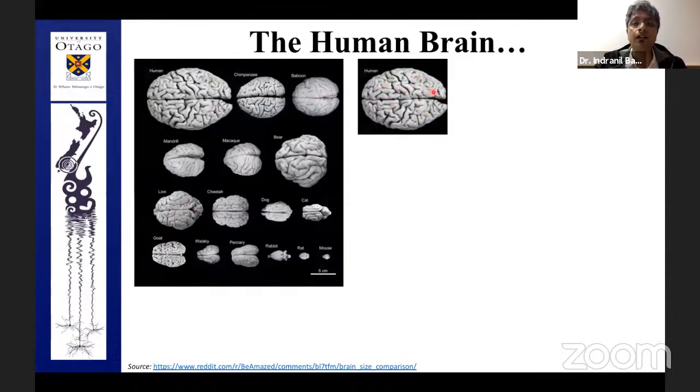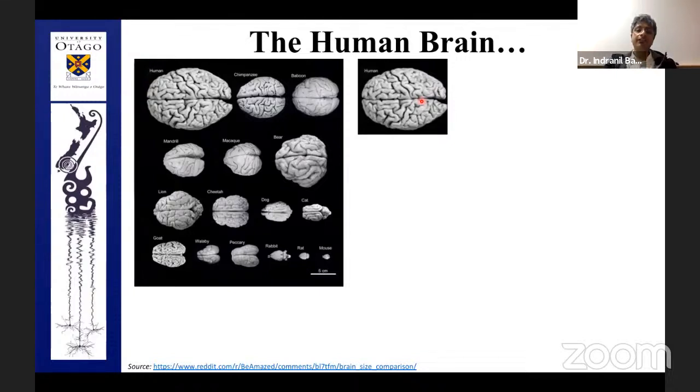So these folds are basically all the cells folded together, because there are so many cells. There are billions and billions of cells in our human brain, but they need to be compacted, folded into the small skull that we have, right? So that's why it needed to be folded in so many folds.